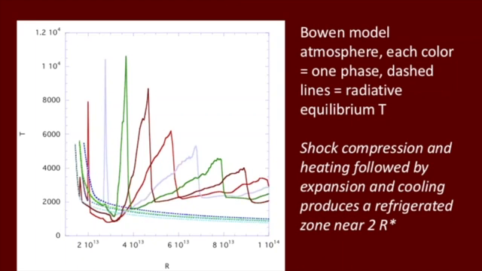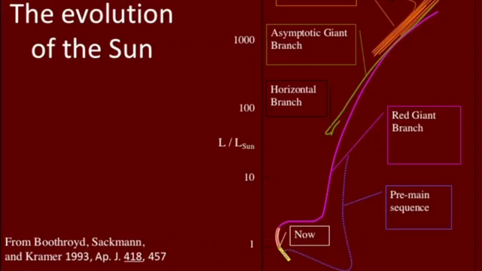And I can illustrate this here with some curves from a model using the Bowen code. What we see in this plot is, oops, I keep doing that.